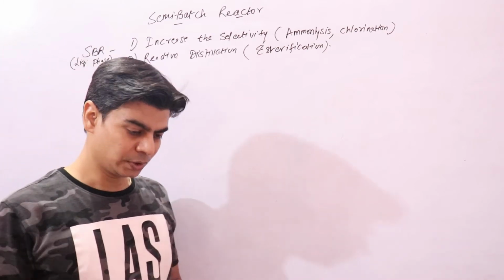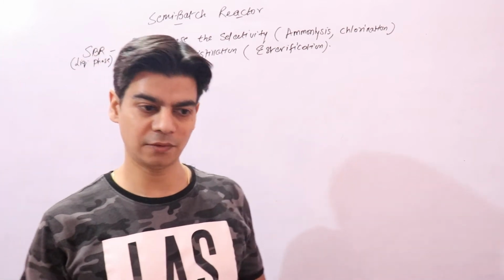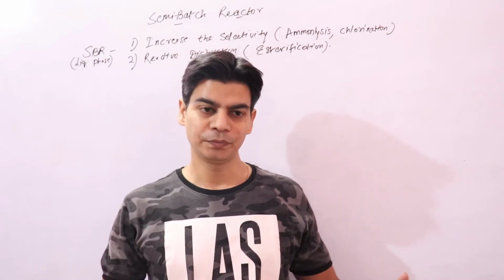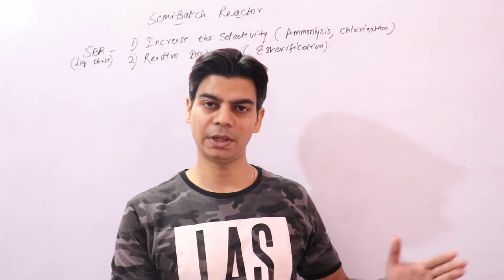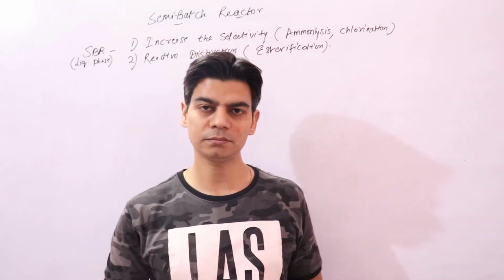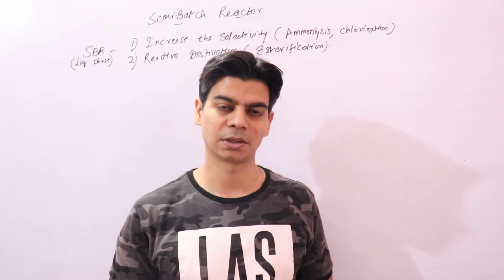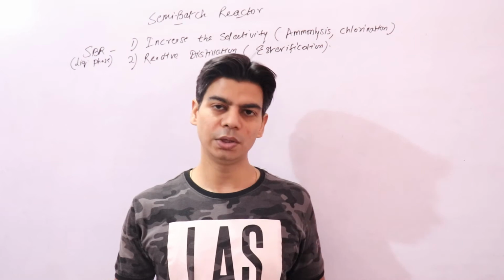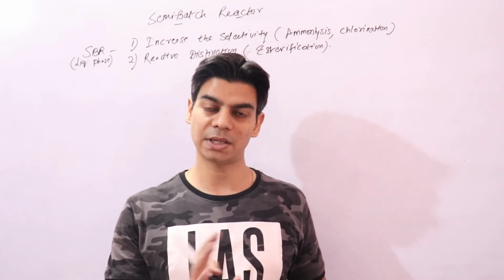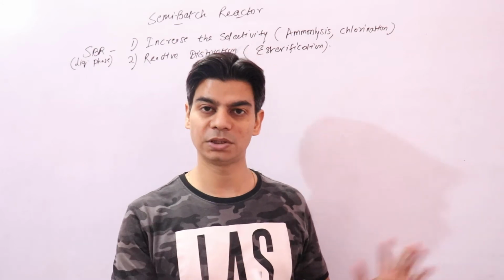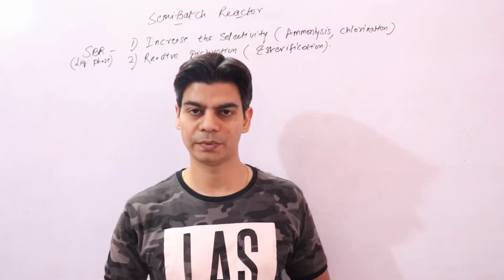First, increase the selectivity. For example, we are carrying out a reaction wherein two reactants A and B react to give a product, say D, which is the desired product. And at the same time, in parallel, another reaction is going on wherein the same reactants A and B react to give an undesired product which is not required, say U.